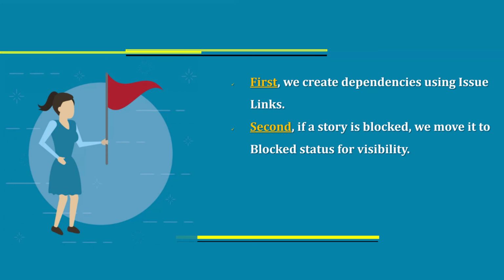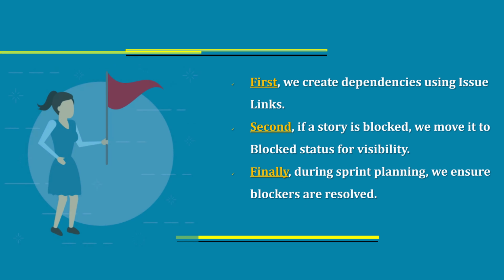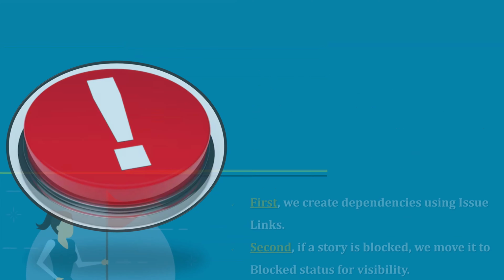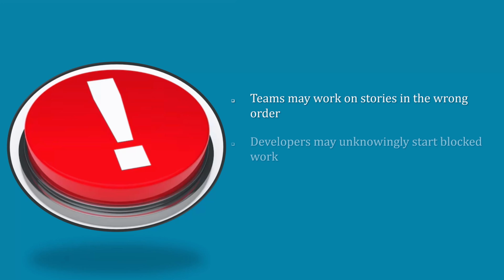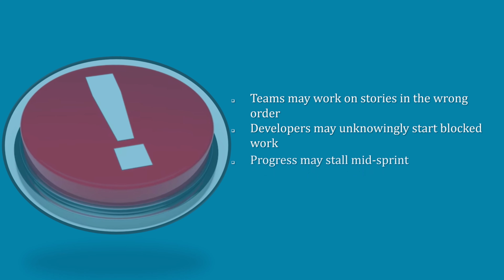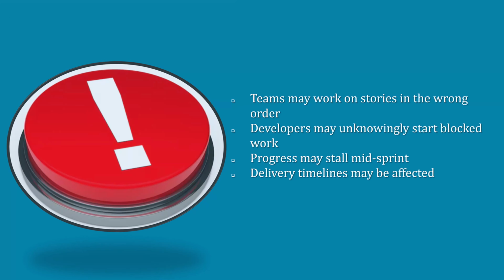And finally, during sprint planning, we ensure blockers are resolved or included before dependent work. If these practices are not followed, the team member may work on stories in the wrong order, and developers may unknowingly start blocked work, and delivery timelines may be affected. Back to the link types and relationships in Jira.